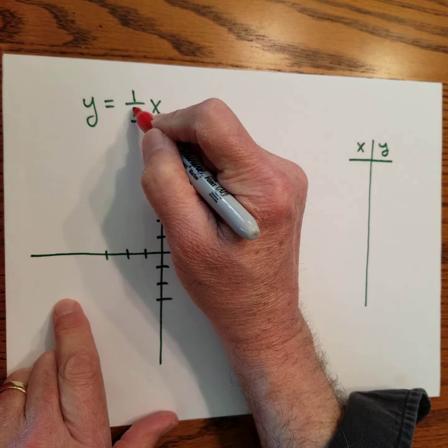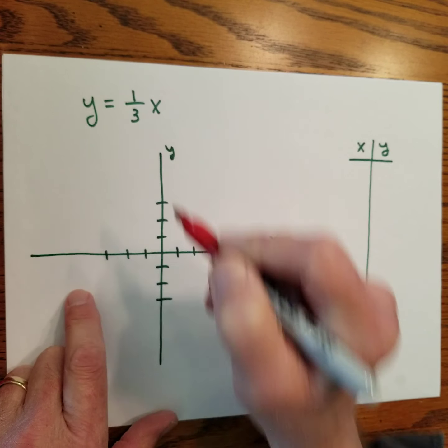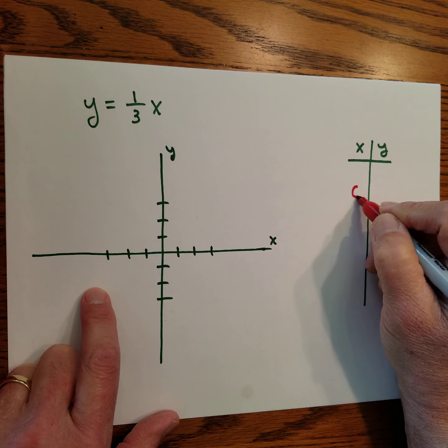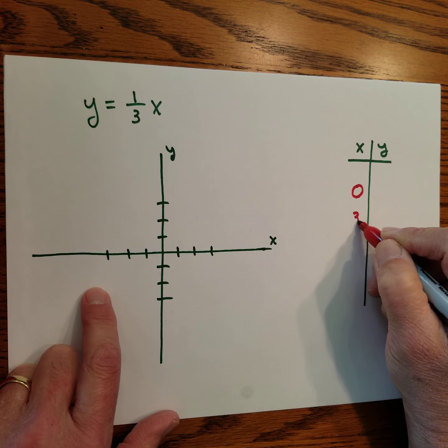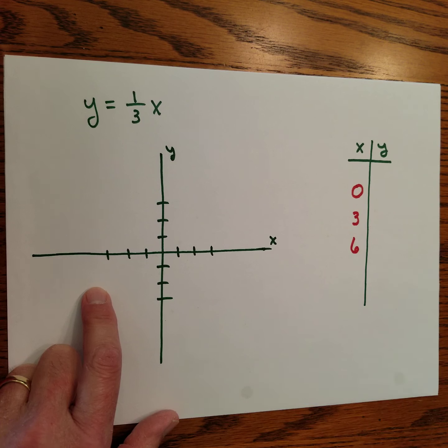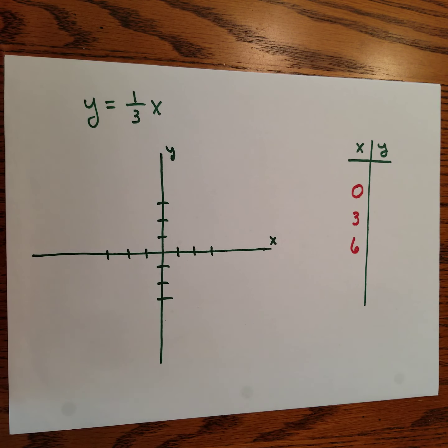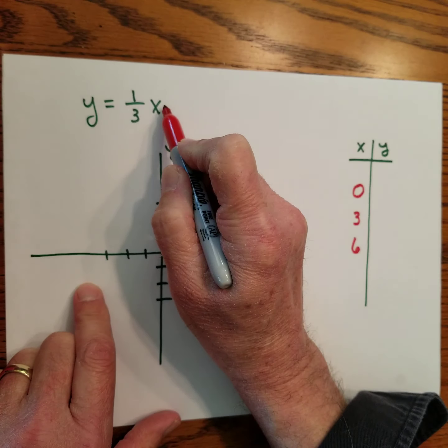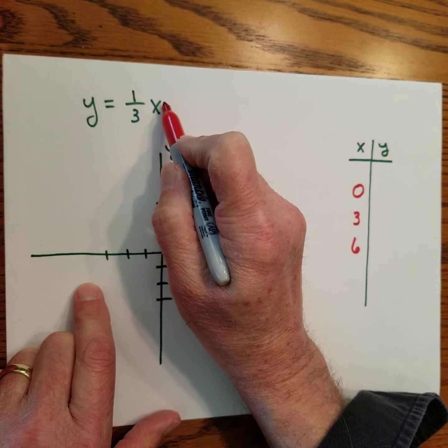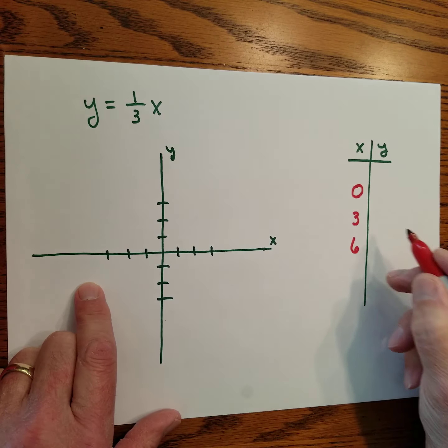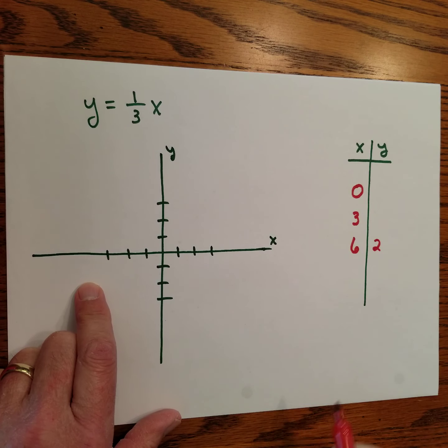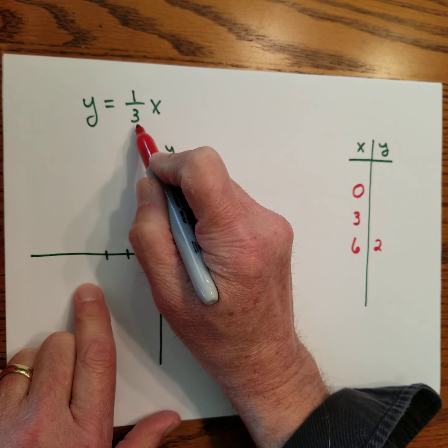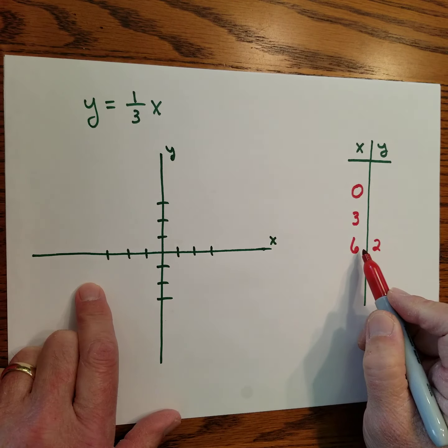Instead, I'm going to take a look at that denominator, which is 3, and I'm going to skip count by 3's. Instead of 0, 1, and 2, I'll use 0, plus 3, plus 3. Watch why these numbers are so nice. I'm going to start with the 6. If I plug a 6 in for x, what I have is 6 divided by 3, which is 2.